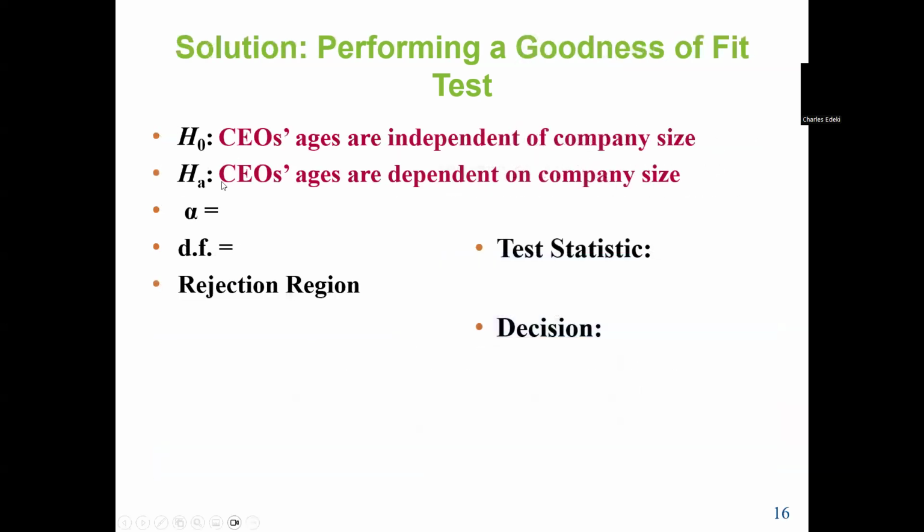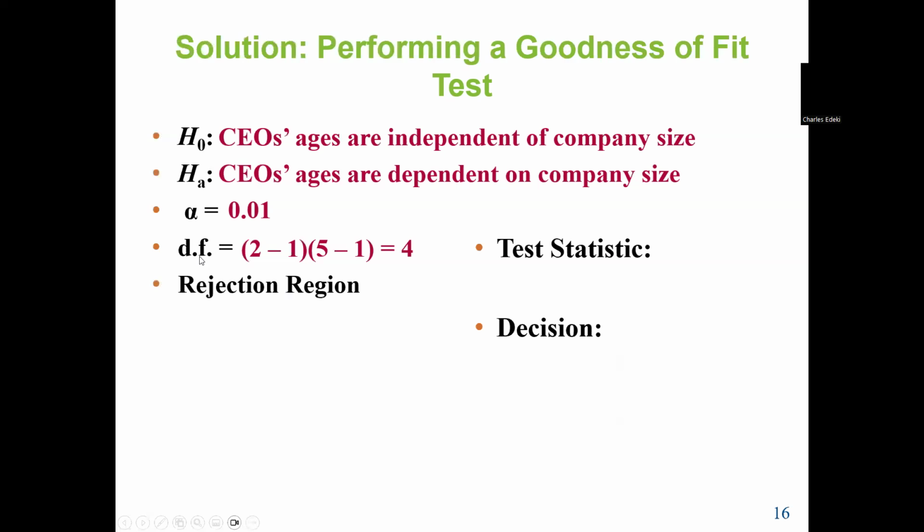So let's state our H0 and HA. H0: CEO ages are independent of company size, no relationship between those variables. Or HA: they are dependent, which means there's a relationship or association. Alpha is given to us to be 0.01, and we were able to find the degrees of freedom based on the contingency table, the data set.